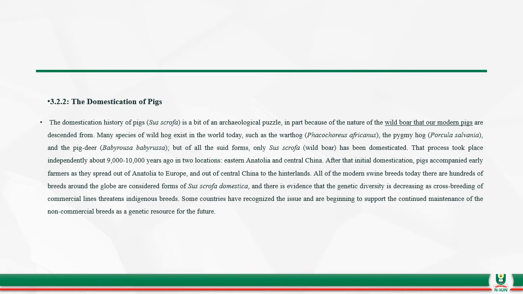The domestication of pigs. The domestication history of pigs is a little bit of an archaeological puzzle too, in part because of the nature of the wild boar from which our modern pigs are descended. Many species of wild hog exist in the world today, such as the warthog, the pygmy hog, and the babirusa. But of all the suid forms, only Sus scrofa has been domesticated.